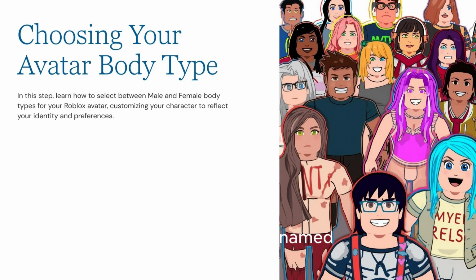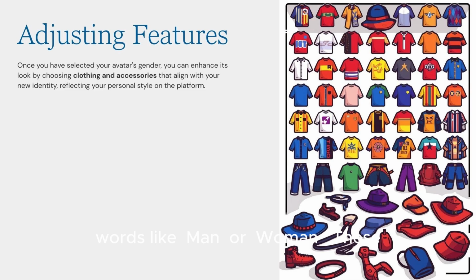Look for options named row, throw, or packages that include words like man or woman. These are preset body types that define a more masculine or feminine shape. Select the body type package you want to use.